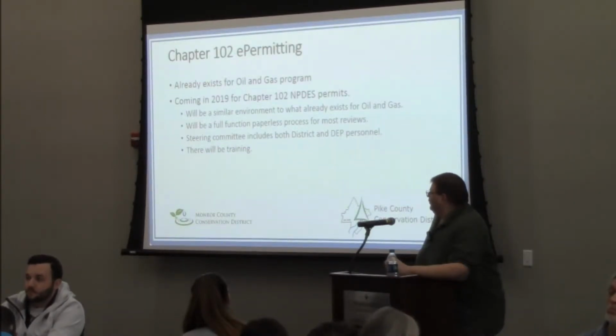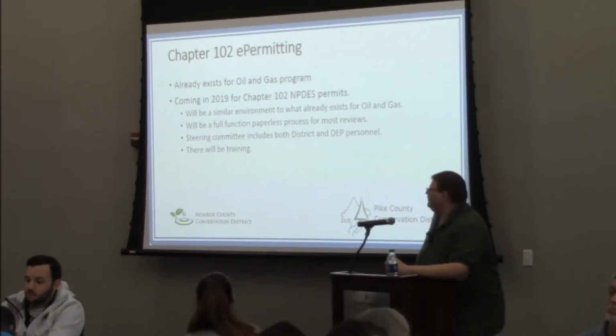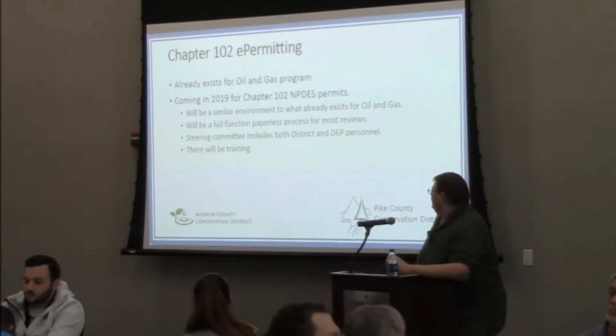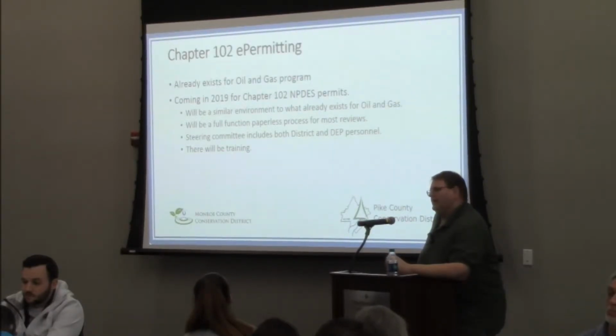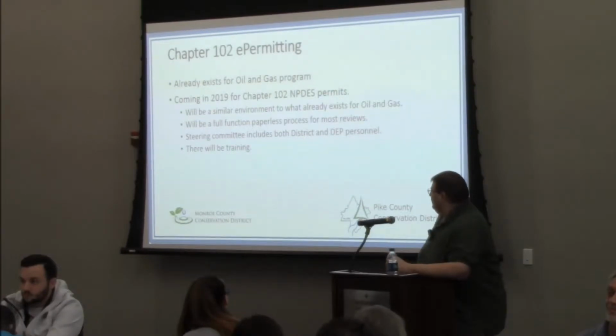But we are certainly working diligently on it and trying to learn our lessons from the other e-permitting programs that are already in place. It's going to be a similar environment to what's out there already, obviously with some changes to it. It's going to be a full function paperless process for most reviews. There's been some discussion on some of the larger linear projects. Maybe there would still be some plans, but the bulk of the other information would still come through electronically. That's still in discussion. I think I'm going to be having some much thicker glasses coming up here soon, trying to review a lot of these things on the computer, but we'll figure it out.